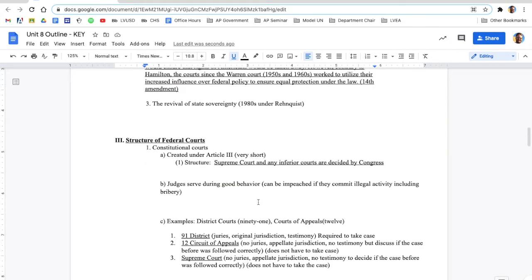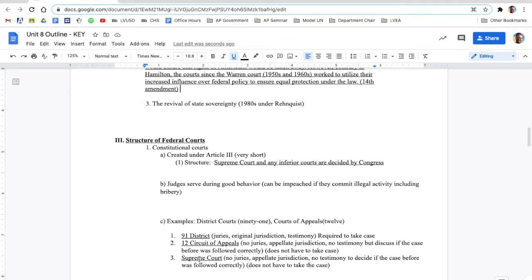Now looking at the structure, really I think if you understand the different tiers and then have an idea at each level. So under Article 3, the Constitution allows for Congress to create inferior courts and stipulates that there must be a Supreme Court. However, how Congress wants to make these inferior courts is totally up to them. And we've decided on 91 district courts, 12 circuit courts of appeals, and then the Supreme Court at the top that they have to have.